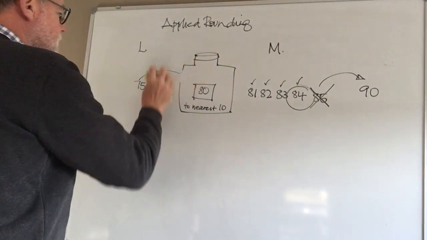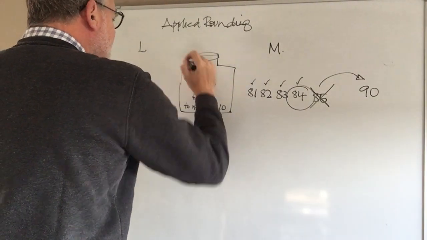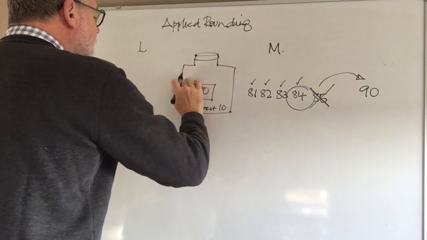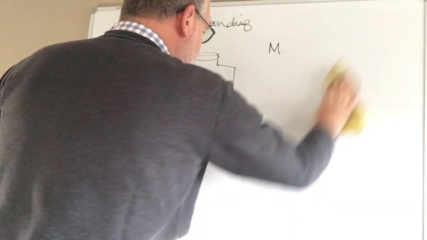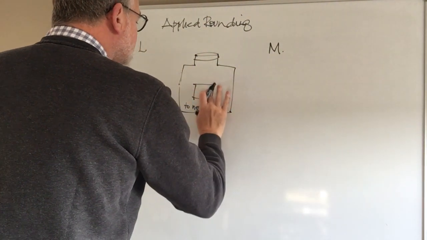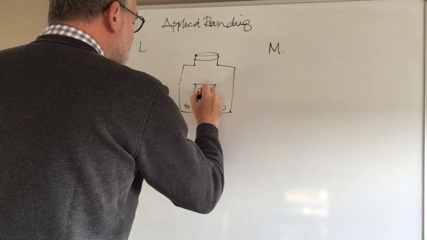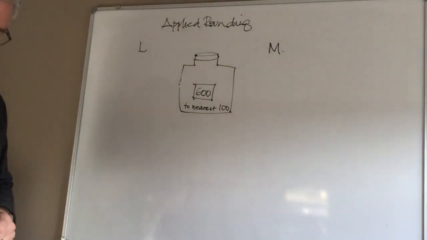Okay, let's make it slightly more tricky. But can you see what we're doing? We're thinking about the least and the most. Let's just say this time the teacher wrote, I don't know, let's do 600, and this time it's rounded to the nearest 100.